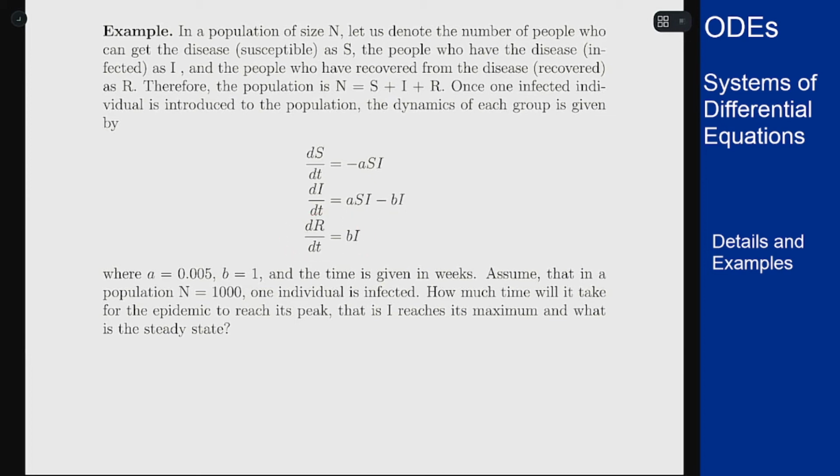With this, you can answer questions like, if I introduce one infected individual in a population of 1,000, how long will it take for the epidemic to reach its peak? When will I reach its maximum? What is that maximum, and what's the steady state of this population? In this case, the steady state is not good, it means everyone gets it. But you can introduce more complicated things we'll do in the MATLAB assignment to discuss how this behaves and what you can do to change this.